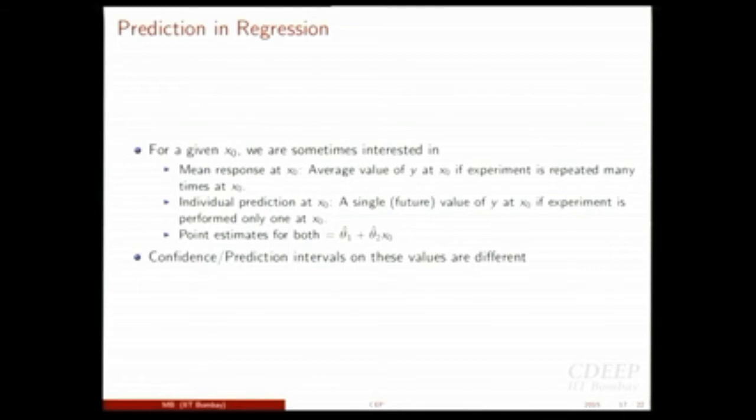I can ask two questions. For that value of engine 600 inch cube, what will be the mean response at 600 inch cube? I represent that as x naught. What is the meaning of mean response? That is, if I repeat the experiment many times at this x naught, what will be the average value of y I will get?